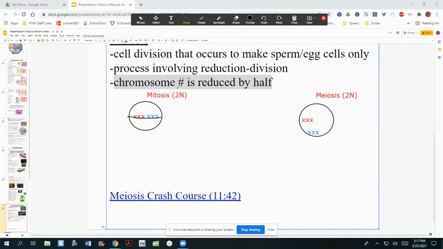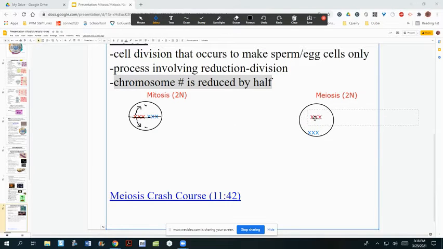Wow, that was pretty bad. All right, let's try that again. They line up along the metaphase plate, and when they separate, half a chromosome goes that way, half goes the other. The chromatids separate and move towards the poles.